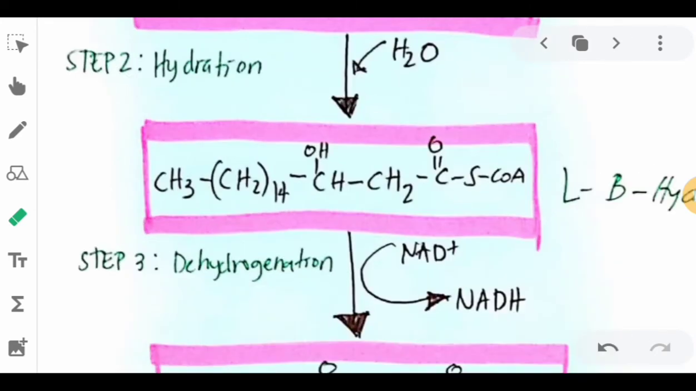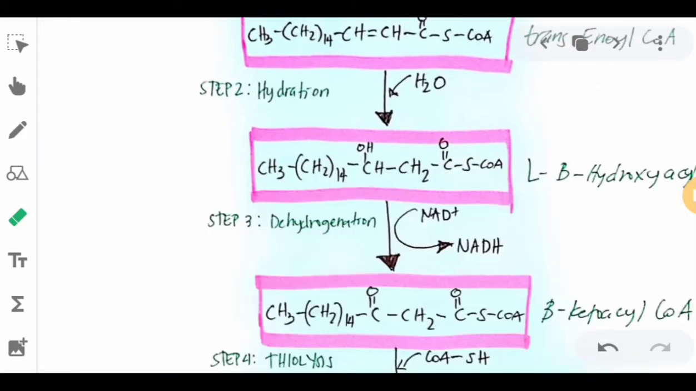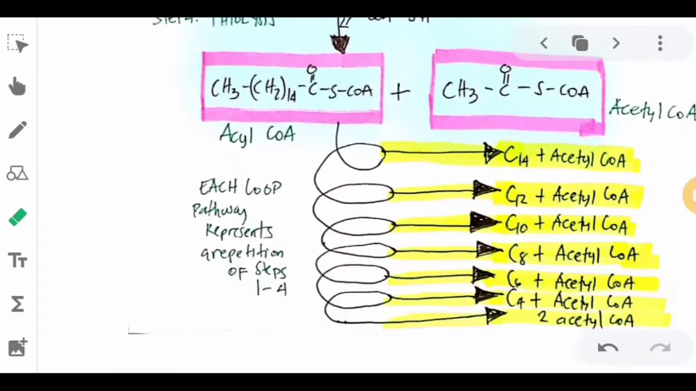So, let us count. That is 1, steps 1 to 4. Each loop here in the pathway represents the repetition of steps 1 to 4. So if this is 1, from this stage, 2, 3, 4, 5, 6, 7, and 8. That is the number of repetitions of steps 1 to 4 in order to produce acetyl-CoA, and there will be no acyl-CoA produced at the end.